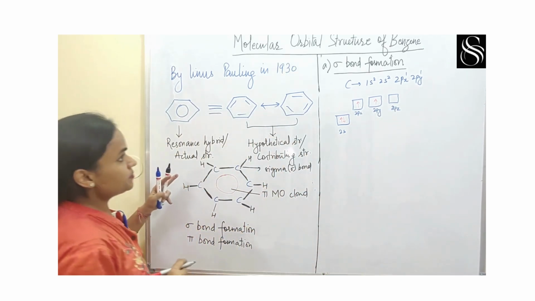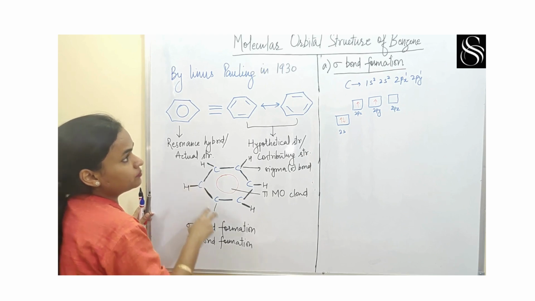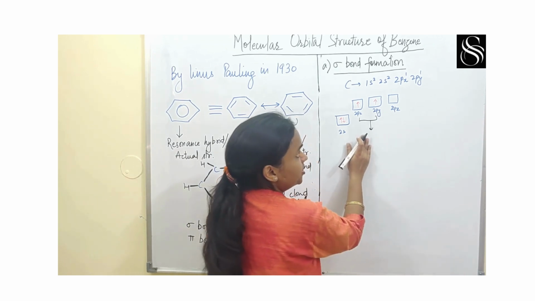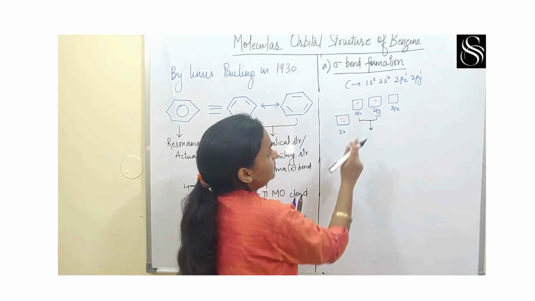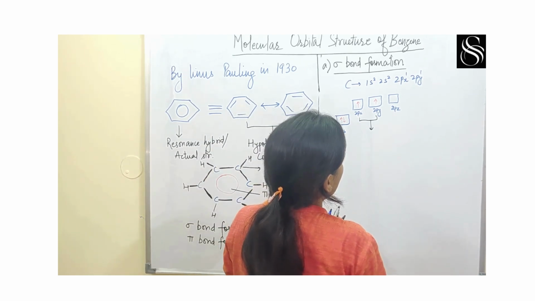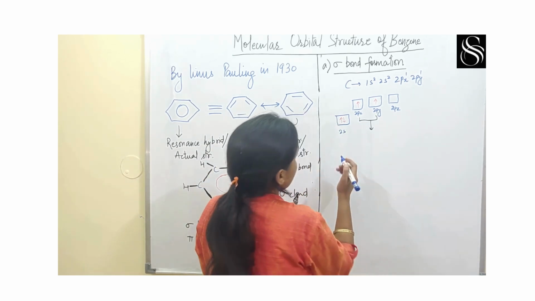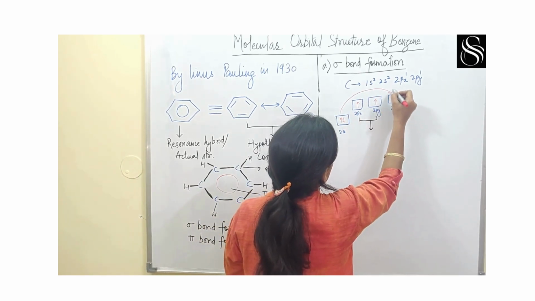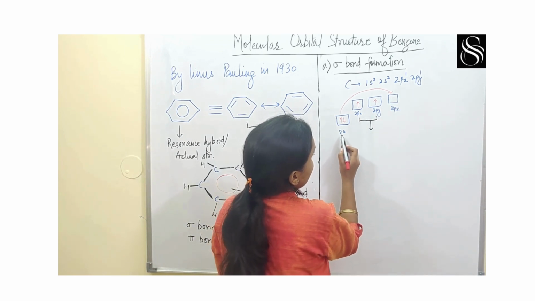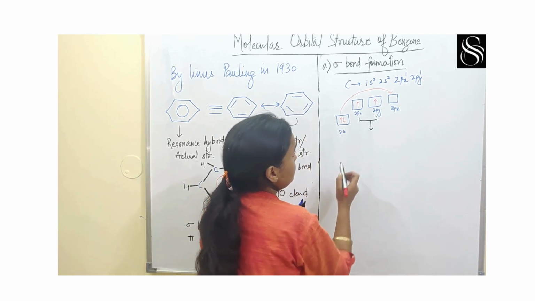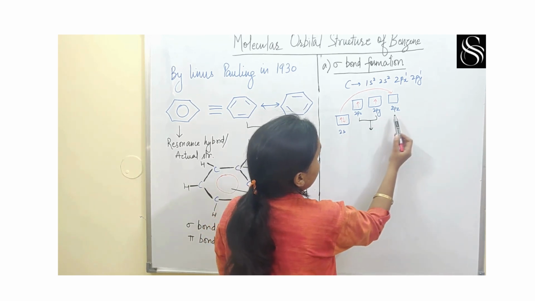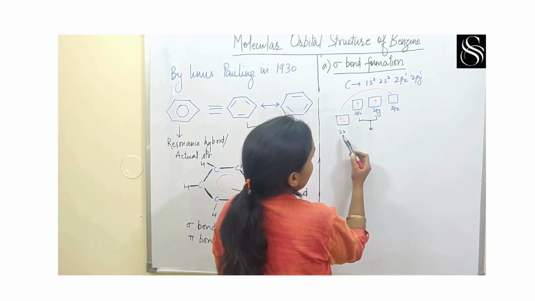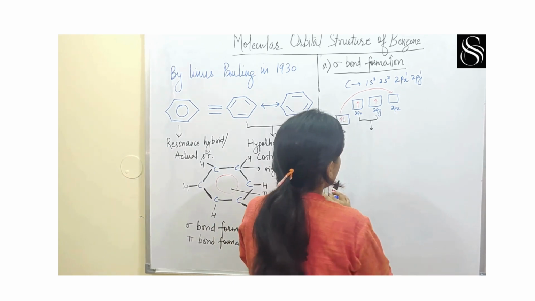As we have seen in benzene, carbon is bonded by 3 sigma bonds, but here there are only 2 unshared electrons. So carbon requires 1 more electron to form a sigma bond. So 1 electron gets excited from the 2s orbital to the 2pz orbital, because the energy gap between the 2s orbital and the 2pz orbital is very low. So the electron is easily excited from 2s to 2pz.